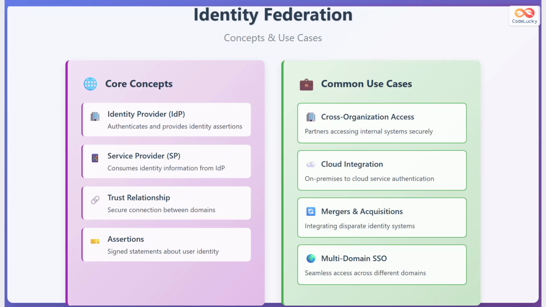Common federation use cases include cross-organization access, allowing partners to securely access internal systems. Cloud integration enables authentication from on-premises systems to cloud services. Mergers and acquisitions require integrating disparate identity systems. Multi-domain SSO provides seamless access across different organizational domains.